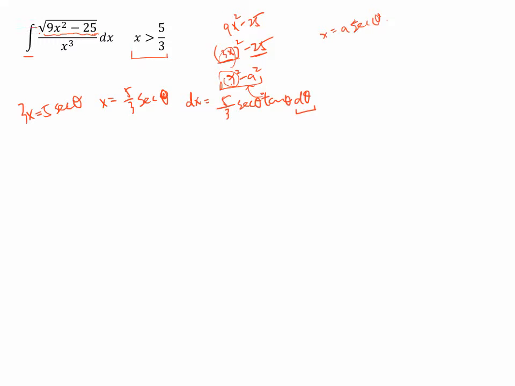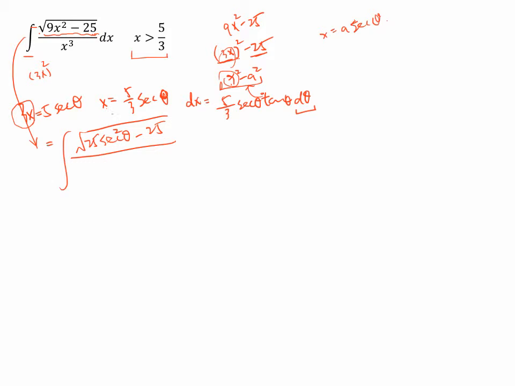Then dx is going to be 5/3 secant theta tangent theta d theta. Don't forget this d theta. And then check there is no limit. I don't need to change limits, so plug in my substitution. Square root of 9x squared, which is, I mean 3x squared, right? That is simply 25 secant theta squared minus 25.